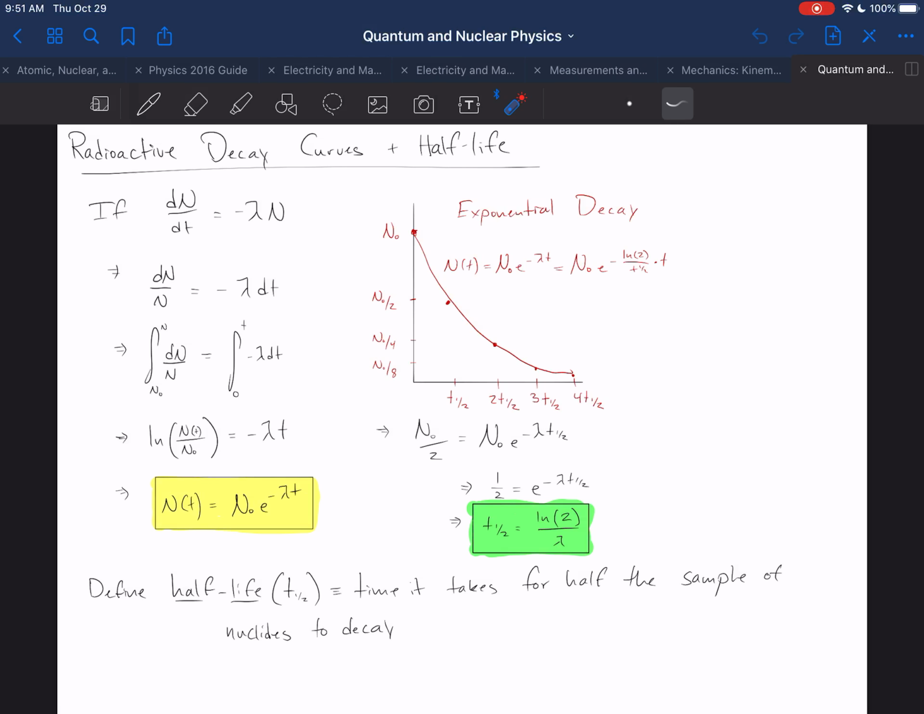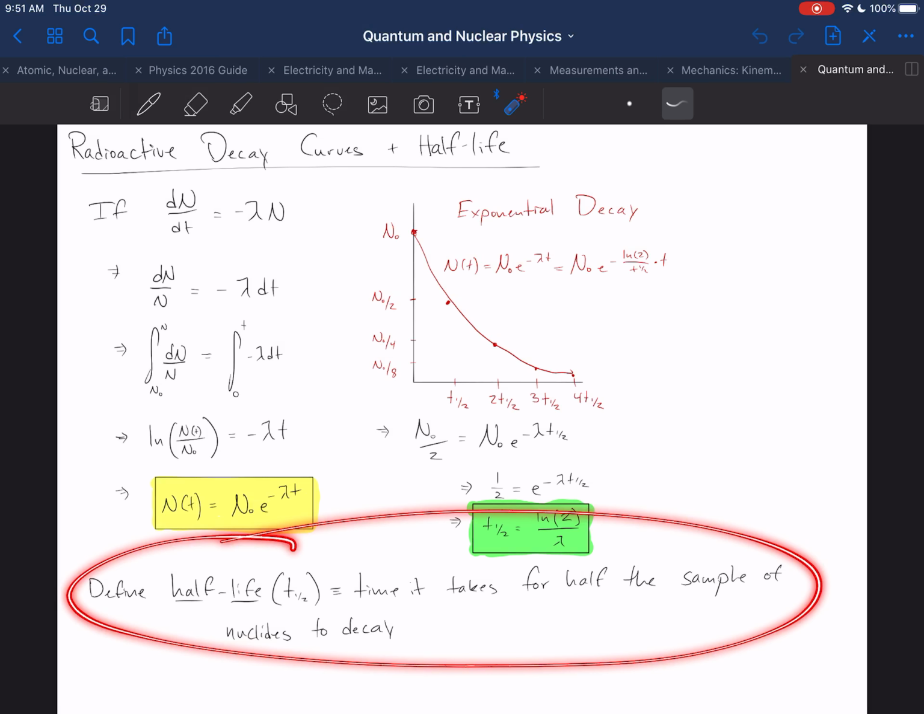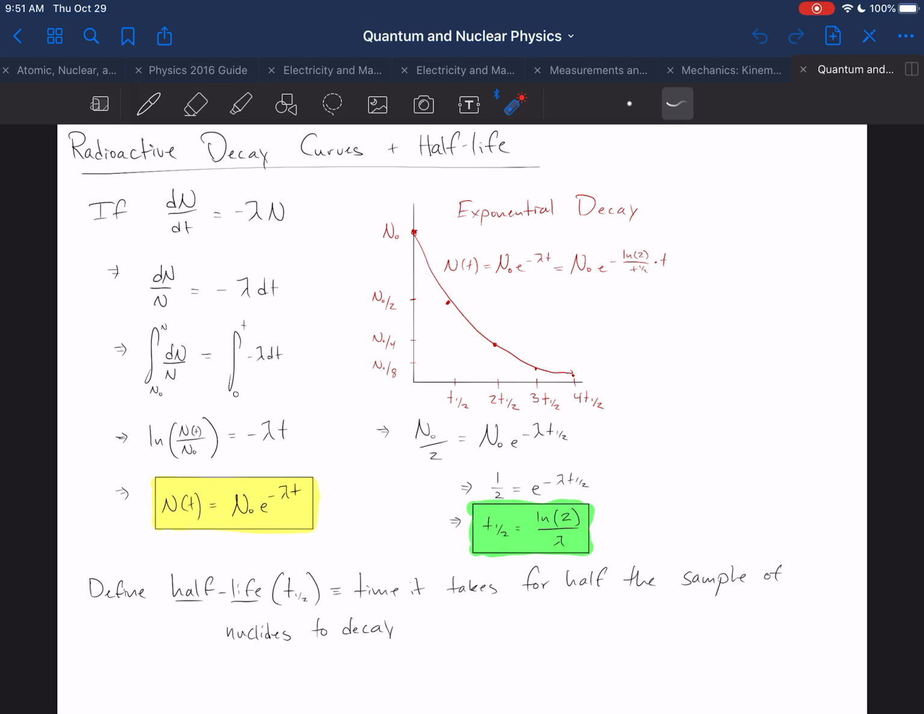The time, in my integral. I then solve for n as a function of t, and that gives me n naught e to the negative lambda t, okay, taking the exponent of both sides. And so this is the derivation of the equation governing exponential decay. Now, with that equation, we can also define the half-life as the time it takes for half the sample of nuclides to decay. So t sub 1/2 is equal to log of 2 over lambda, the decay constant.